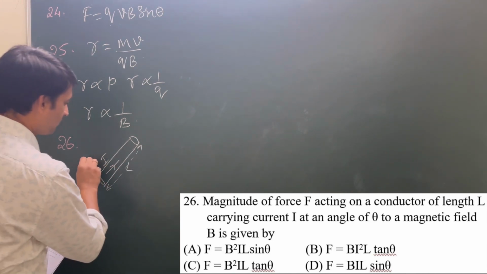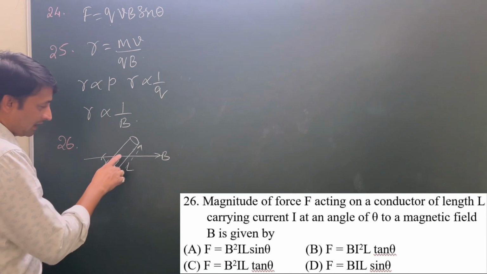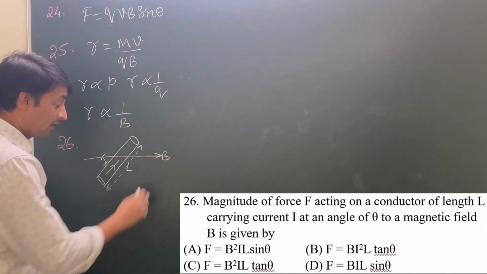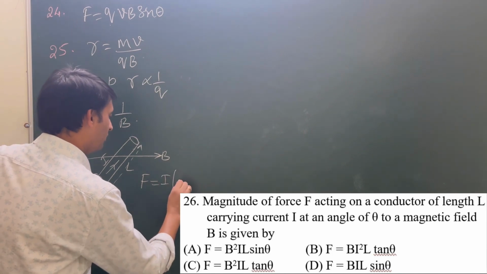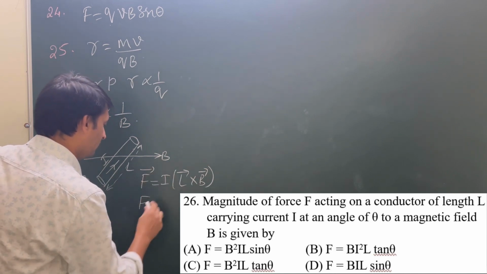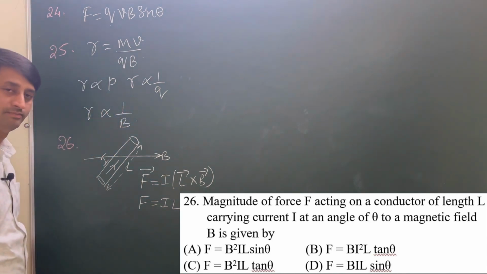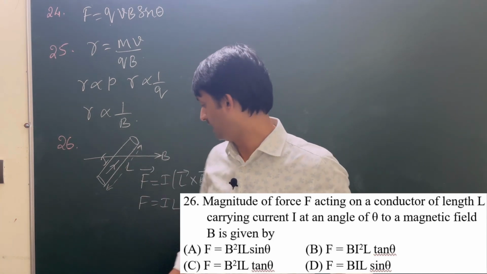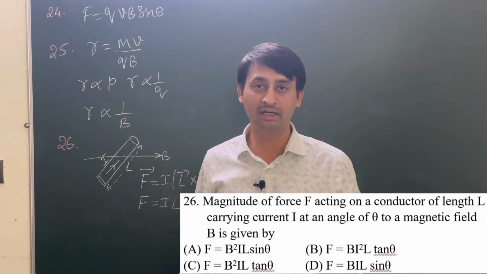This conductor is placed in a magnetic field. B is the strength of the magnetic field. Then the conductor carrying current will experience a force F when it is placed in magnetic field B. It is given by F is equal to I into vector L cross vector B, or else F is equal to ILB sin theta. Here option D is the correct answer. BIL sin theta or ILB sin theta, both are same.